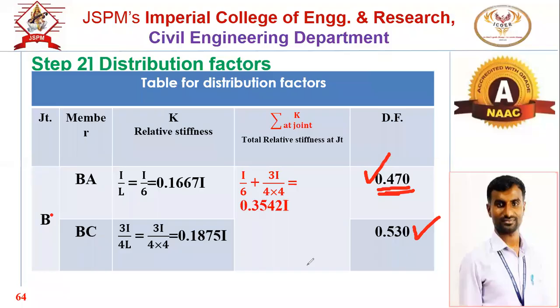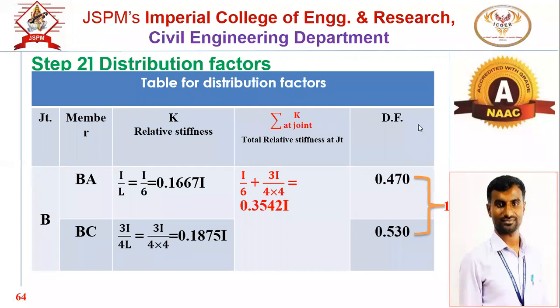Or else, our usual practice, K by summation of K, 0.1875 divided by 0.3542. So the distribution factor will be 0.530. Again, if you make the summation of distribution factors at a joint, it is 1. Hence, okay, this is step number 2.